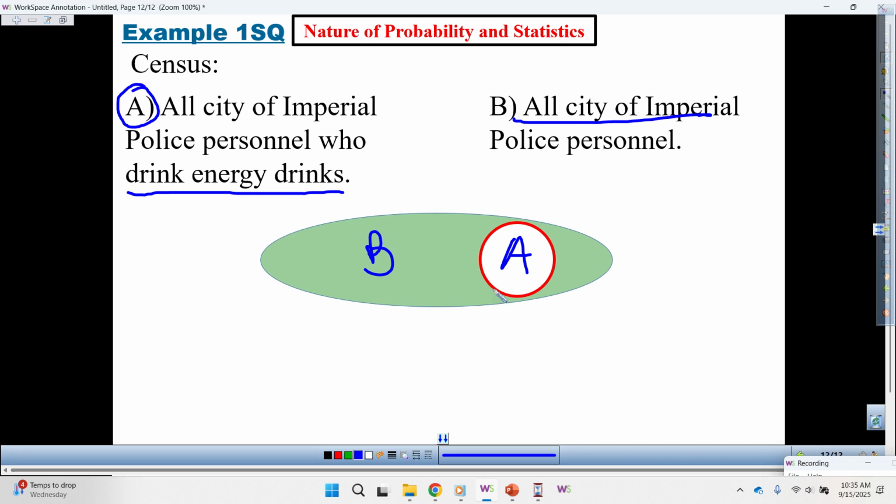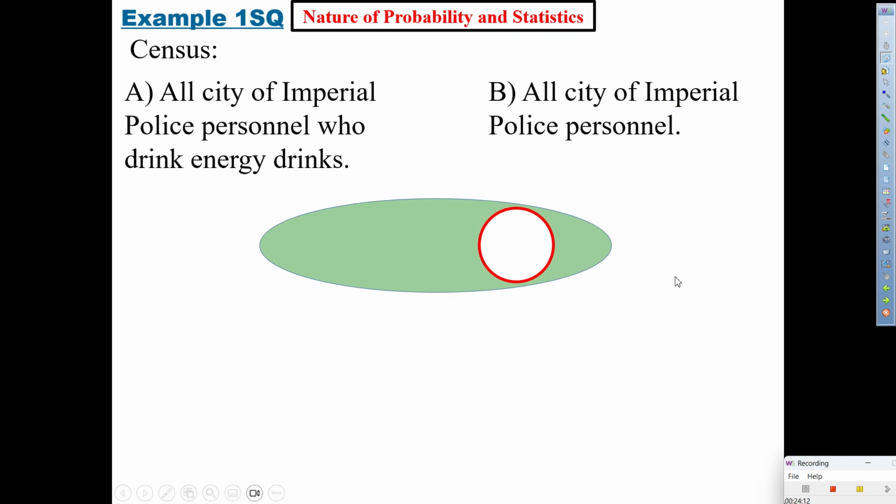From 1 to 5, how comfortable are you with the different types of collecting data? Population versus samples. 5, 5, 5. Thank you. All right, next.